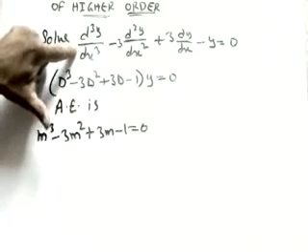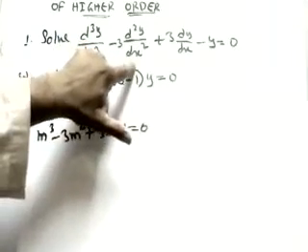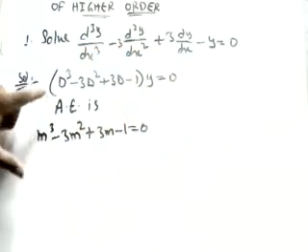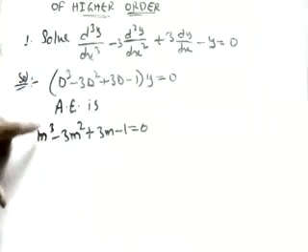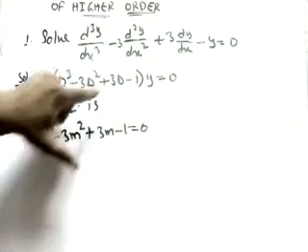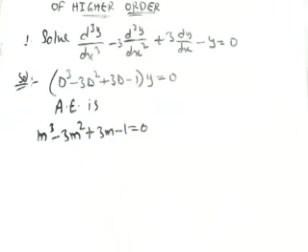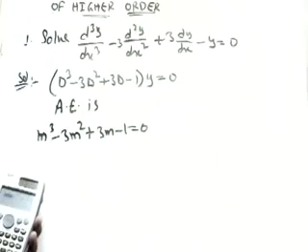Now see here the next question. I wrote 3 steps. This is D cube minus 3D square plus 3D minus 1, taking y common. So the auxiliary equation means in place of D you write m cube minus 3m square plus 3m minus 1 equals to 0. If you go in the calci, you see here, this is the cubic equation.